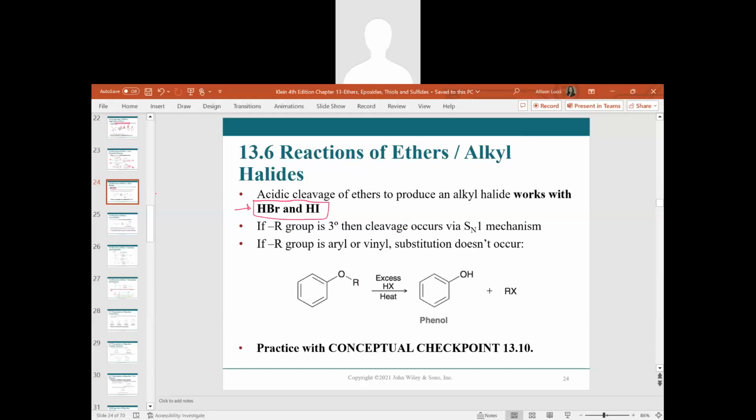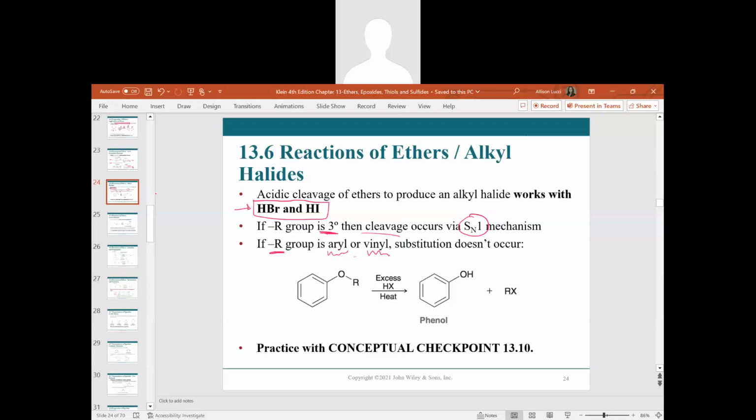If we have an R group that is tertiary, then this cleavage would occur instead of SN2 under an SN1 mechanism. And we should also know that if our R group is aryl or vinyl, we don't see a substitution occur.